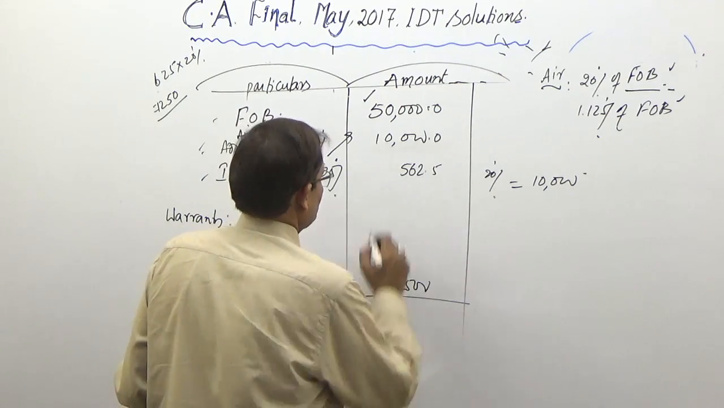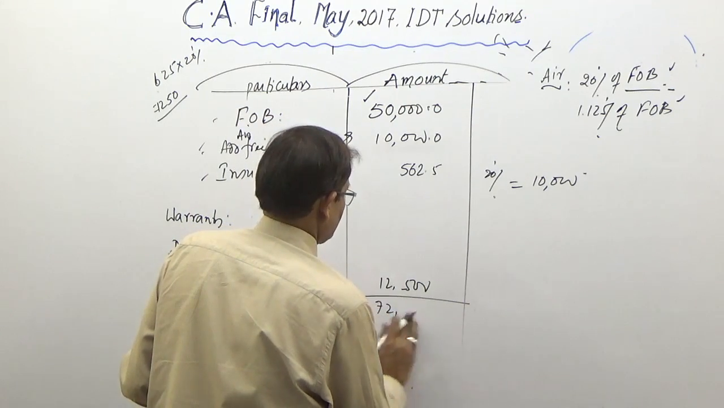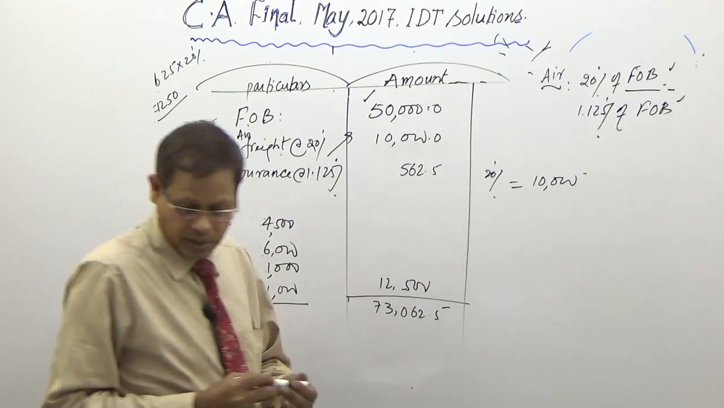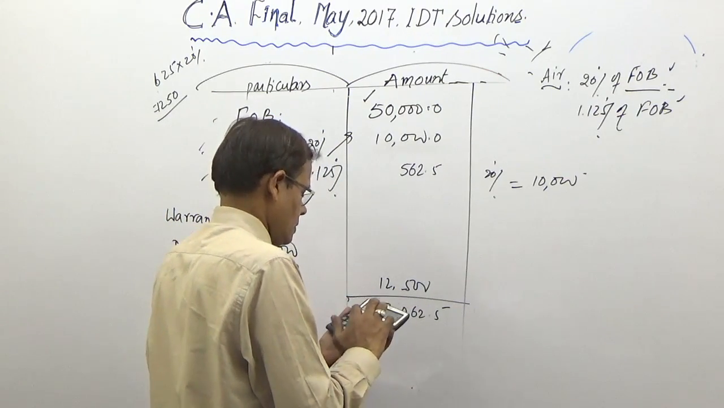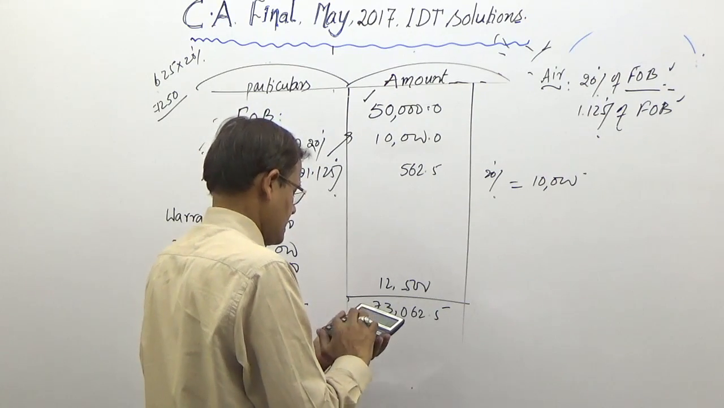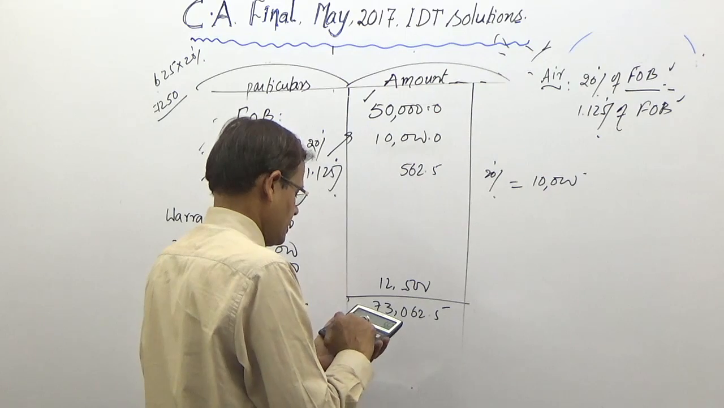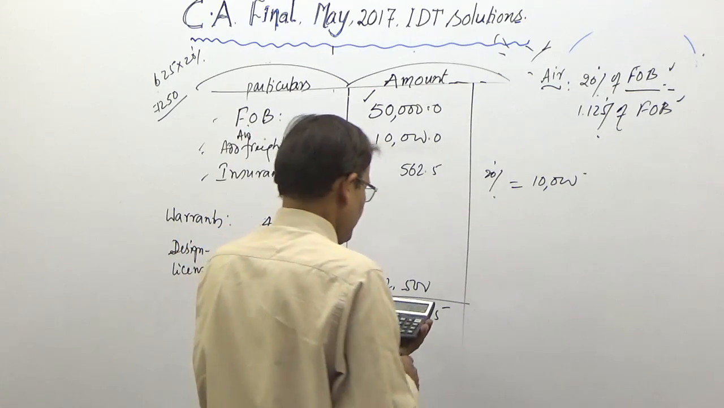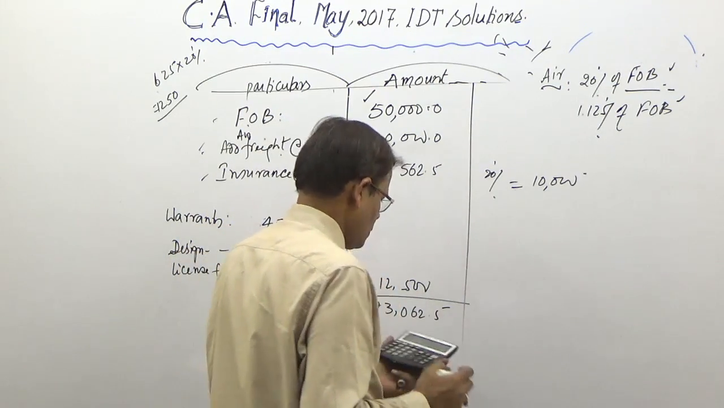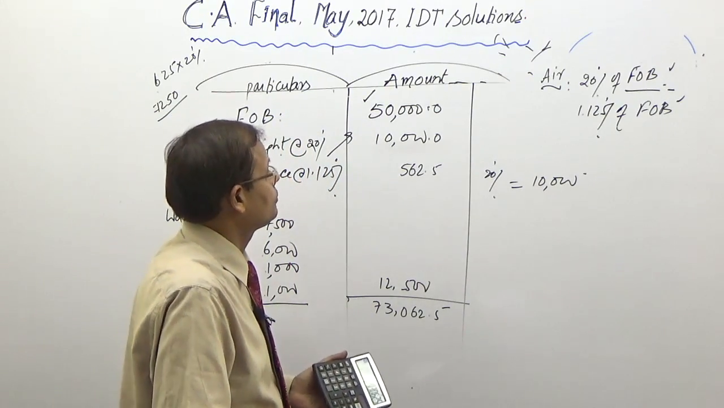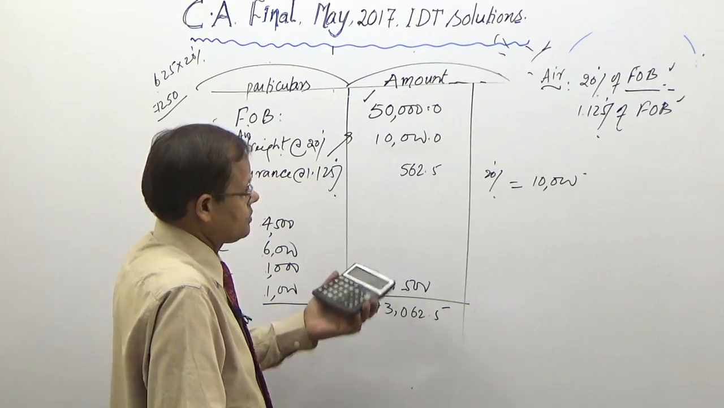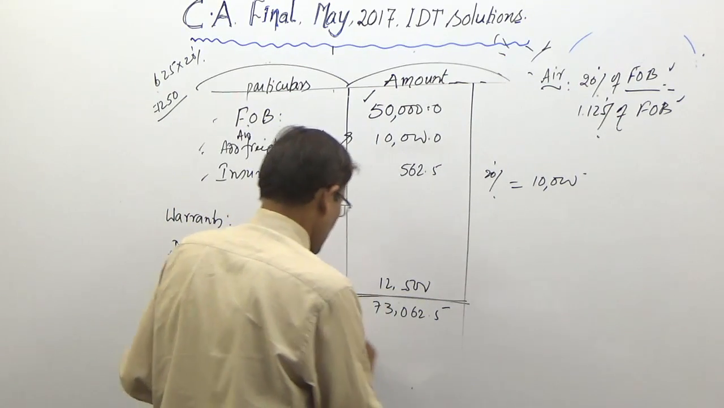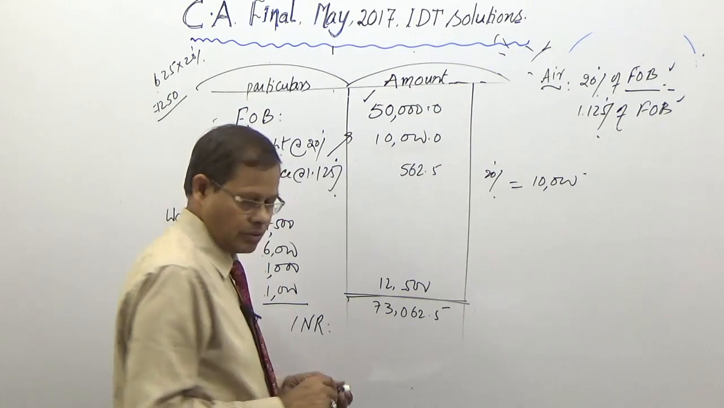There is no agent's commission. Let me use calculator. No risk. So it is 50,000 plus 10,000 plus 562.5 plus 12,500. 73062.5. Yeah, it's okay. So 73,062.5 and now we have to convert into Indian rupees. In Indian rupees, you have to take the exchange rate.